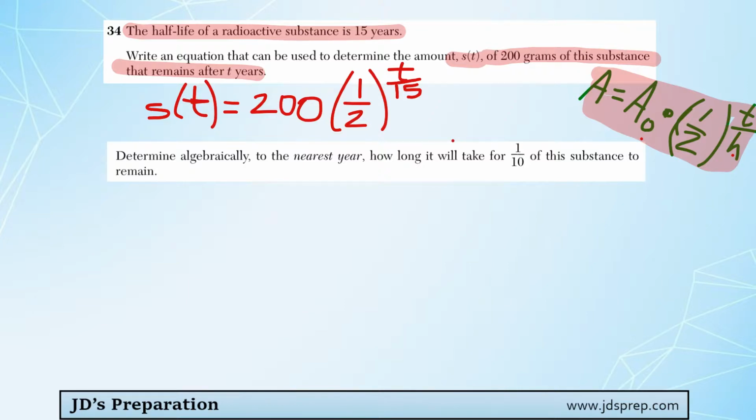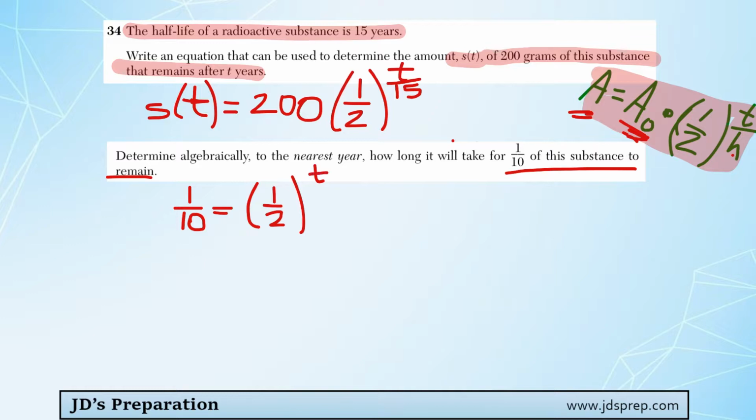For the next part of the question, we're being asked to determine how long it will take for 1/10 of the substance to remain. So we can essentially consider the initial amount to be 1 gram, and then on the left-hand side of the equation, our final amount would be 1/10. So I'm going to write down that 1/10 is equal. Now I'm just going to write nothing for the initial amount because this is just 1 gram. And then we skip to the 1/2 to the power of t over 15.